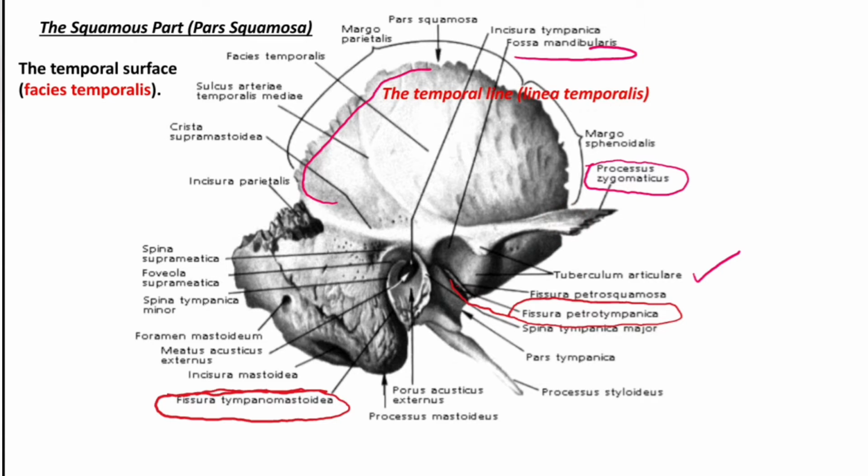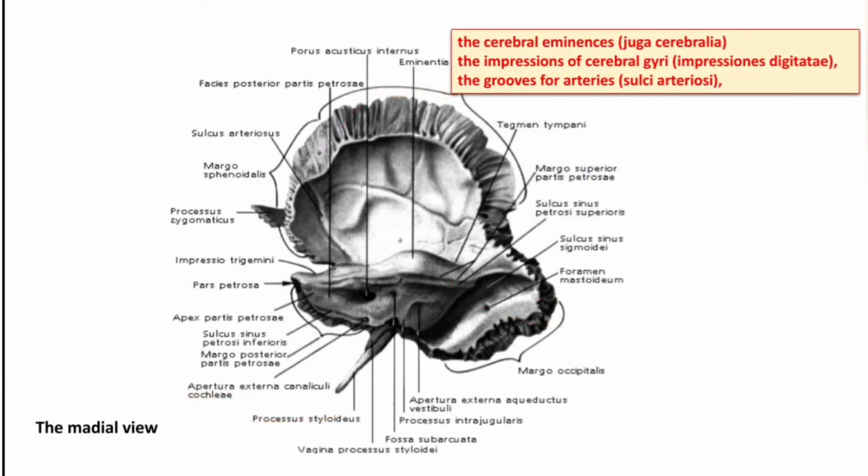So I told you this line, right? The temporal line, linea temporalis. All right. So this is the cerebral surface. You can see the cerebral eminences. These eminences are called juga cerebralia. You can also see the impressions of the cerebral gyri. They are called impressiones digitatae. You can also see the grooves of the artery. It's called sulci arteriosi.